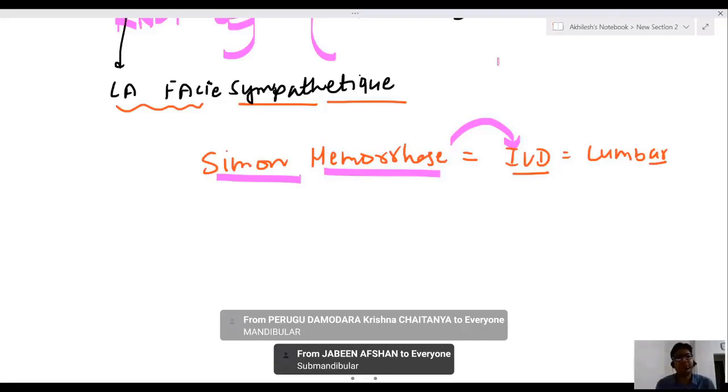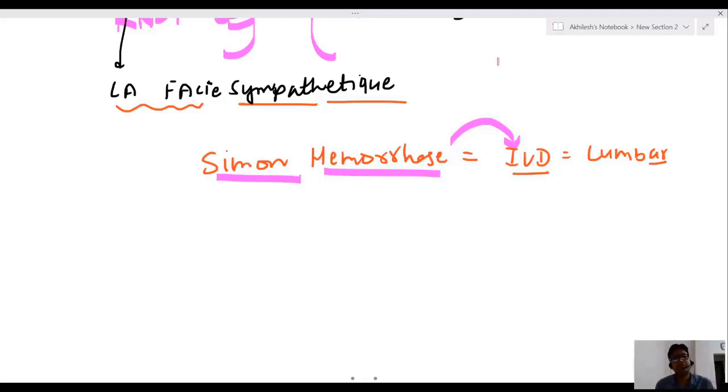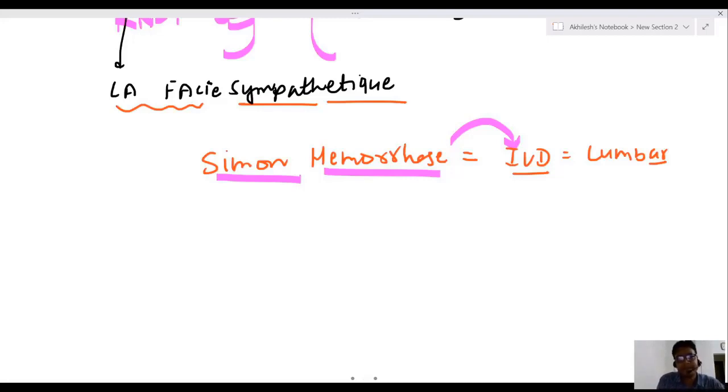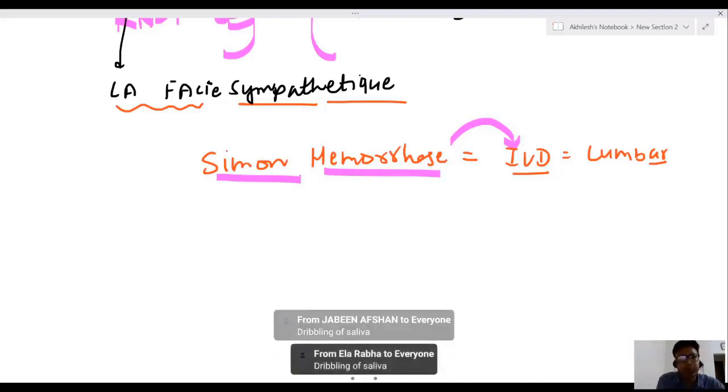Which is the most specific finding of hanging? I have not used the words ante-mortem hanging; I have used just the word hanging. Most specific finding of hanging, by which you can say it's a hanging. Ligature mark. Which is the most characteristic finding of ante-mortem hanging? Listen carefully: ante-mortem hanging. Yes, dribbling of saliva.